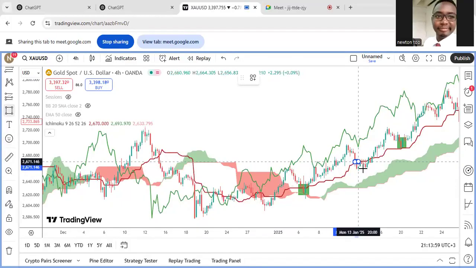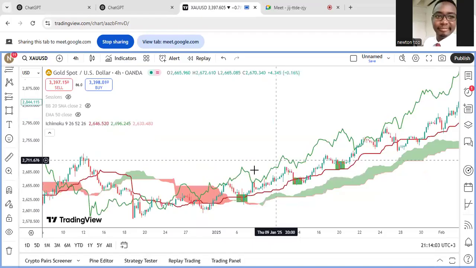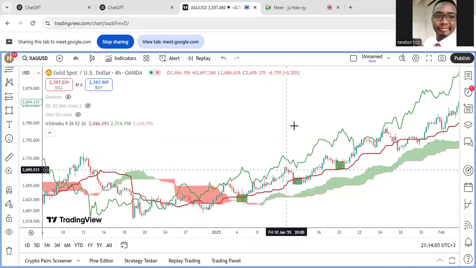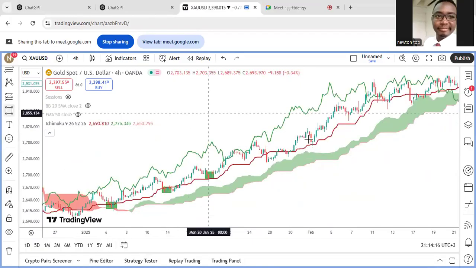Again here, so long as the lagging span is above the cloud, it is a long-term buy. So what you should do is wait for the pullback only.